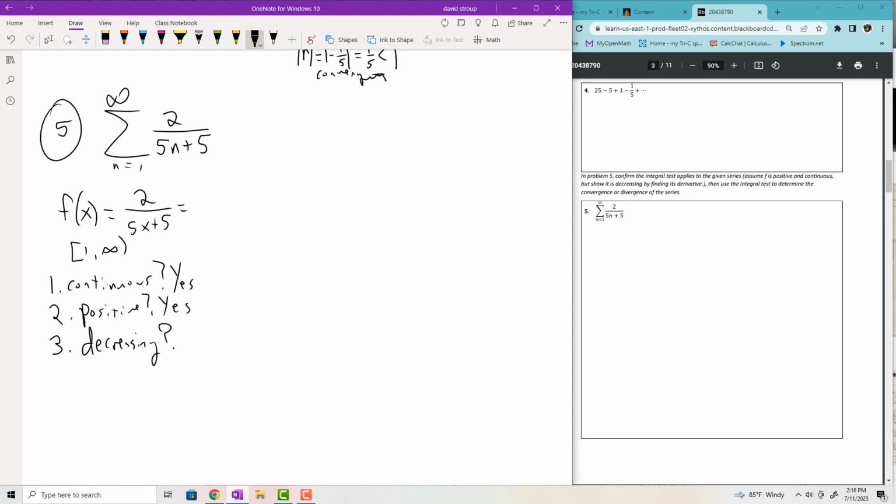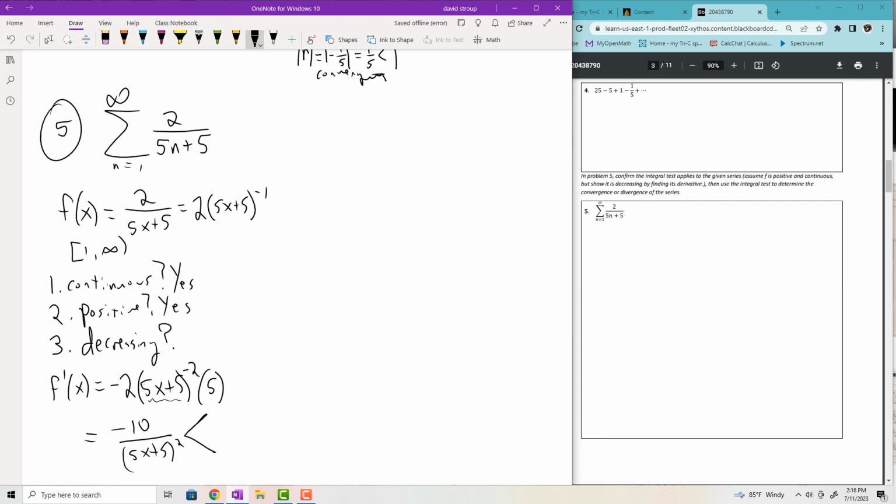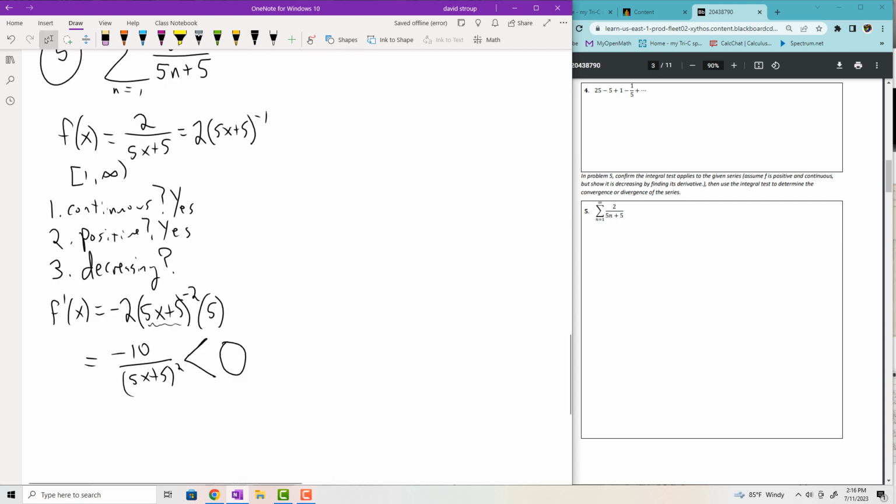So in order to pull that off, I'm going to rewrite f of x as 2 times (5x plus 5) to the negative 1. And then the derivative f prime of x, power rule. So bring on the negative 1 exponent. Subtract the old exponent by 1, so get negative 2. And then chain rule on the guts. So the times the derivative of the guts, which is 5. So our expression is negative 10 all over (5x plus 5) squared. The numerator is negative, the denominator is positive, so that is definitely less than 0. And that implies the function is decreasing on that interval.